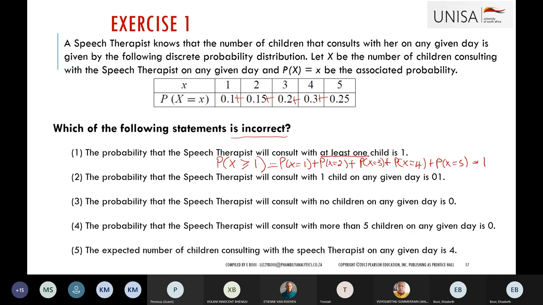Next, the probability that the speech therapist will consult with one child on a given day. Because it says one child, it's exactly one, so that will be the probability that X equals one, and that is 0.1, because it is only that probability there. Where X is one, it's 0.1. Sorry, I think that dot should have been here, so this should be 0.1.